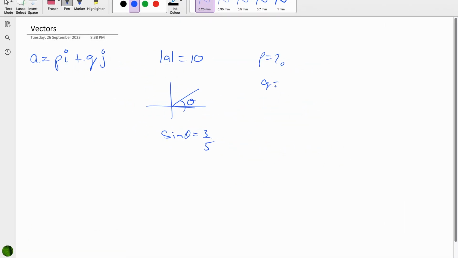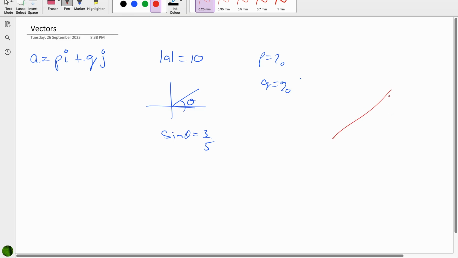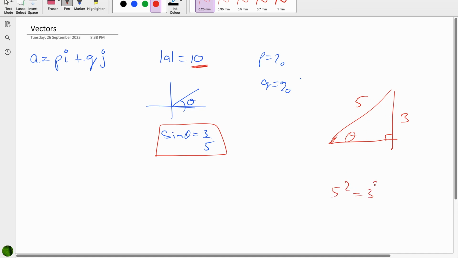So P is unknown and Q is unknown. We know that sine theta is 3 by 5. So if we just sketch this, sine is perpendicular over hypotenuse. This is 3 by 5. Do not confuse this ratio with the actual magnitude. This is 3 by 5, and if I solve using Pythagoras theorem, the unknown comes out to be 4. So this unknown is 4.